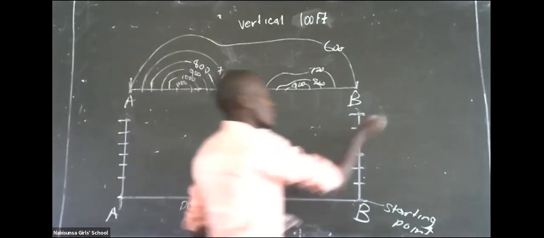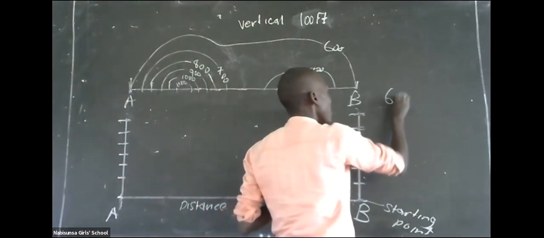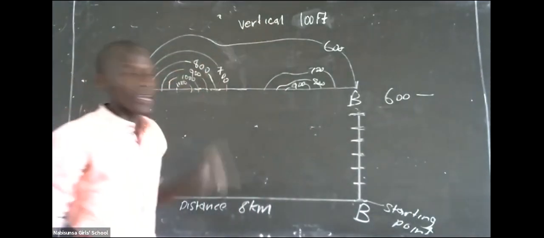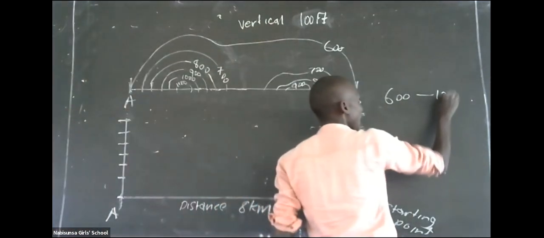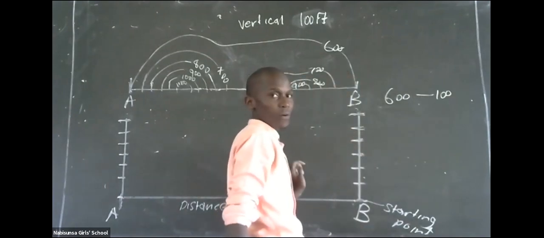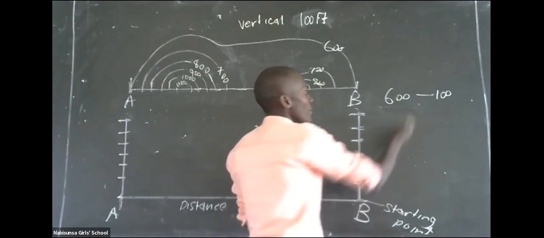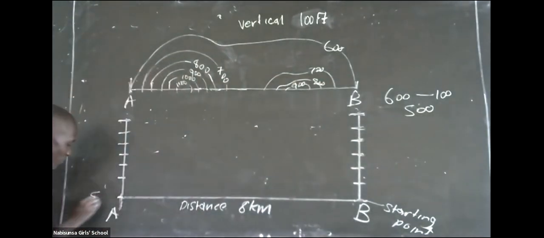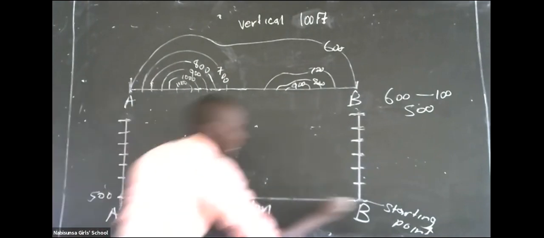So we are going to get 600 minus our vertical interval. And our vertical interval is what? 100 feet. What answer are we getting now? 500. So you come on this side, right? 500, even here, 500.